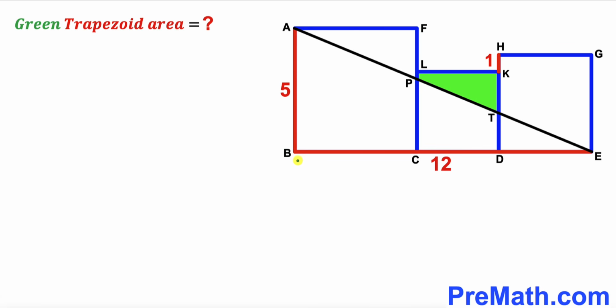This whole horizontal length BE is 12 units. And furthermore, this tiny vertical segment length is 1 unit. And now our task is to calculate the area of this green shaded trapezoid.